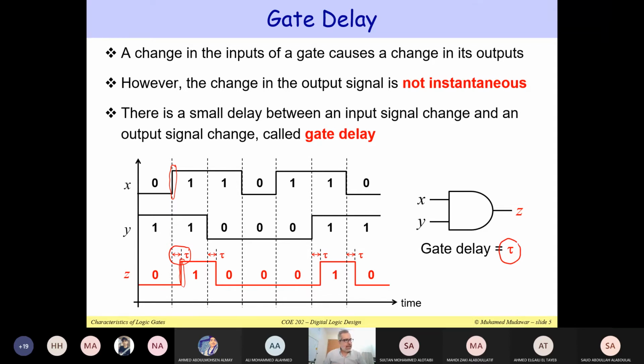Now, the gate delay is there because we have transistors inside these gates. And these transistors don't switch instantaneously. They have a certain delay. So this is the meaning of the gate delay. Similarly here, for example, when Y changes from 1 back to 0, notice that Z is changing from 1 down to 0, but after a certain delay, which is tau. So you can see that the waveform is shifted to the right by tau, which is the gate delay. That's the meaning of the gate delay. Okay?